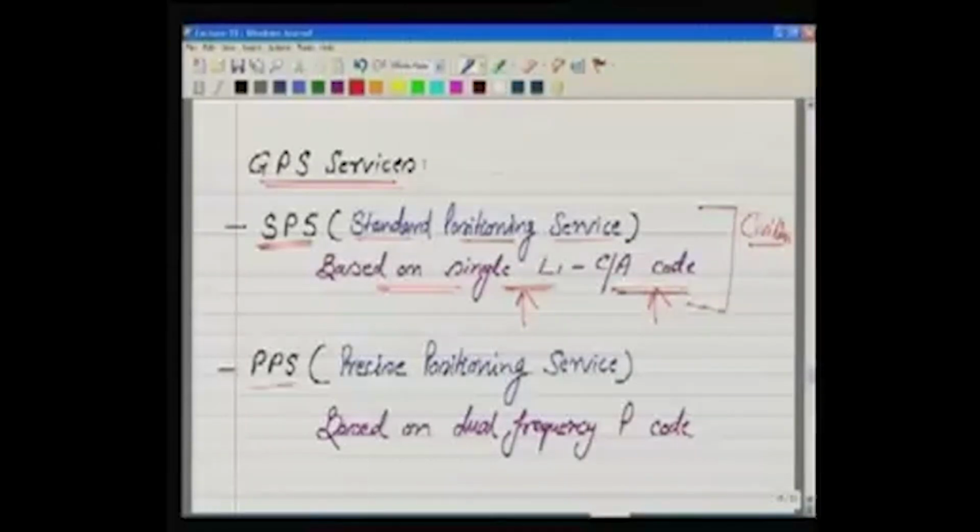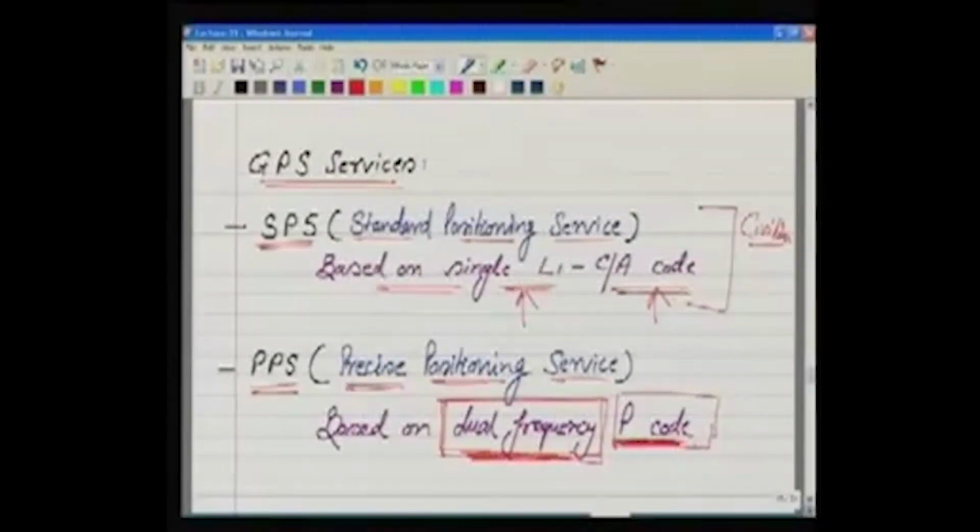While the PPS, which is Precise Positioning Service, is precise because it is using dual frequency, as well as the P code. We know about the P code that its frequency is very high in comparison to the CA code. So when we are using dual frequency, naturally we are able to eliminate the effect of the ionosphere, and we are also using a more precise code. Because of this, it is called Precise Positioning Service, and it is available to the military, I mean the US military.